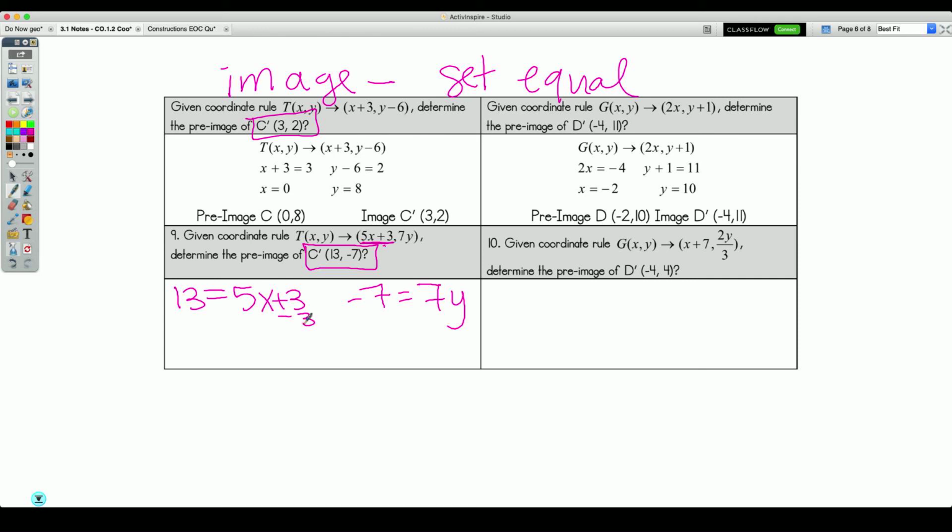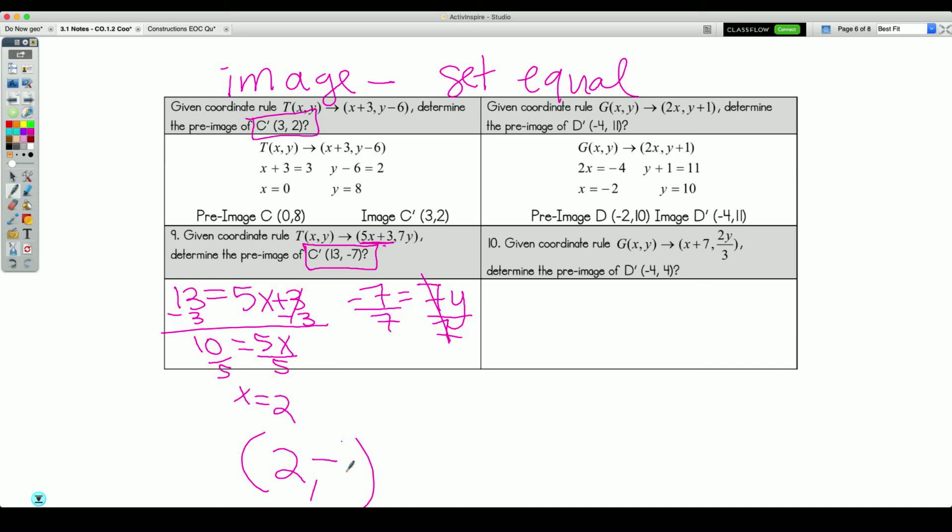I'm going to subtract 3 from each side. I get 5x equals, what's 13 minus 3? 10, and my last step is to divide by 5. So x equals 2. That is my original or pre-image x value. Now we just need to solve for the y. How do I solve for y here? Divide by 7. Negative 7 divided by 7 leaves me with negative 1. So there's my pre-image point, and it needs to just be named C, no prime. That is when we work backwards to solve for the input.